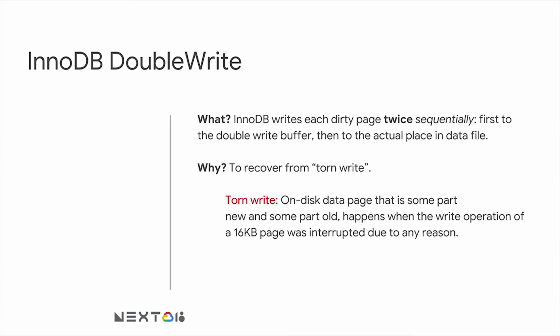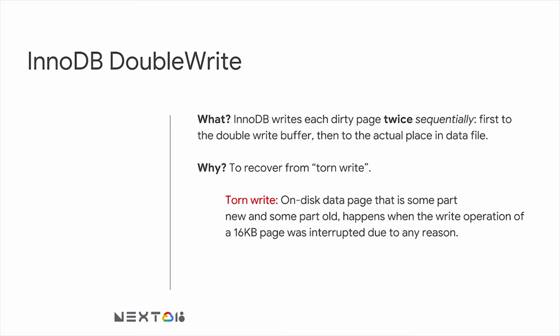For those of you who have never heard of InnoDB doublewrite, this is a quick refresher. InnoDB doublewrite does exactly what its name says: it writes twice. When InnoDB wants to flush a dirty page, it writes each dirty page twice sequentially, first to the doublewrite buffer, then to the actual place in the data file. Then why? Why does it have to do that?